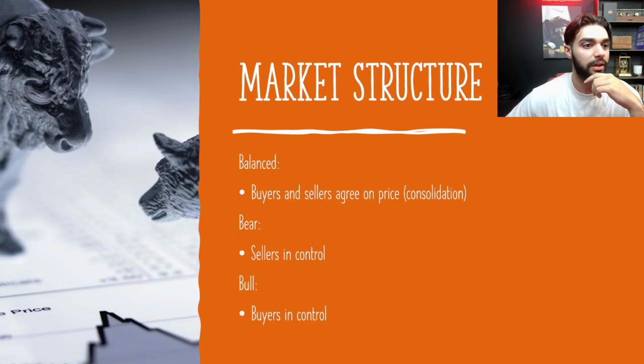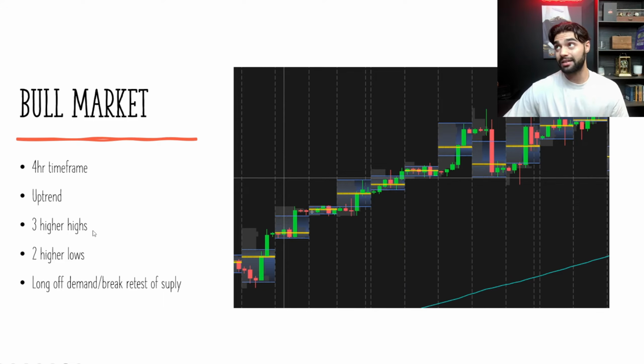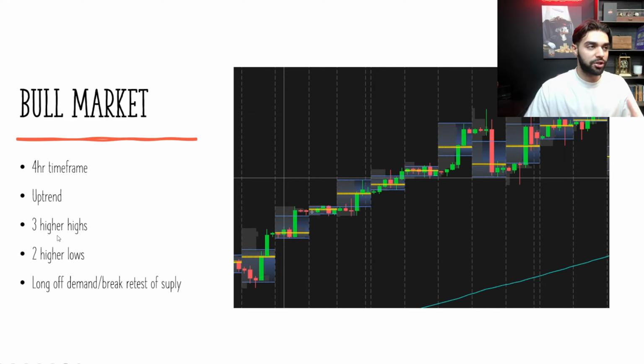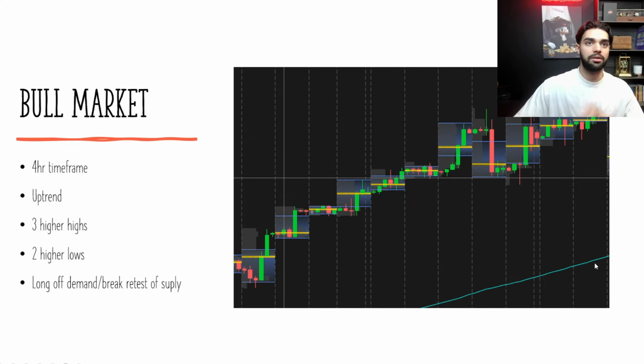Let's talk about a bull market real quick. So a bull market looks like this, right? I look at the 4-hour time frame to identify the structure, clearly an uptrend, right? For me to be sure that it is a bull market and we're in an uptrend on the 4-hour time frame, I want 3 higher highs and 2 higher lows. If I see that, bull market, right? And then when we are in a bull market, I'll mostly look for an A+ setup, right? That'll be long off demand, or a break of supply and a retest of supply for longs. All right, we'll talk about this in the next video when we talk about all the setups.